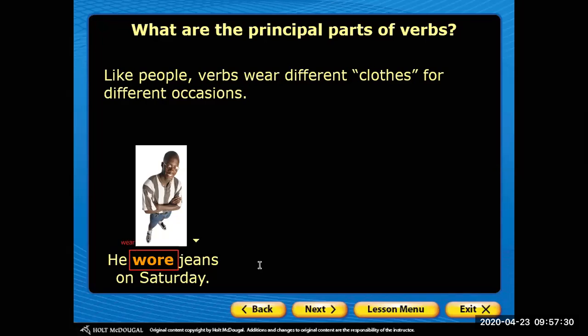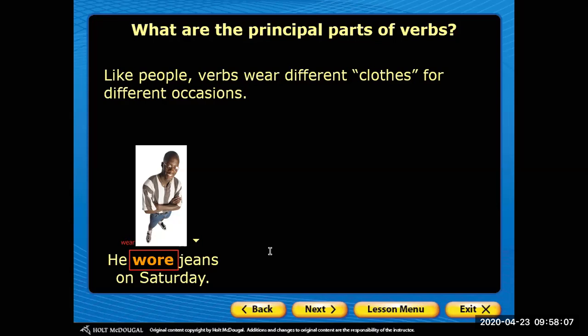Okay, so let me see who's joining. Welcome again, Sulaiman. Okay, so he wore jeans. When did he wear these jeans, Abdullah? When did he wear these jeans? On Saturday. Very good. And Saturday is past or present or future? On Saturday, it's past. Very good. We're talking about the past, or last Saturday, actually. All right. Very good.